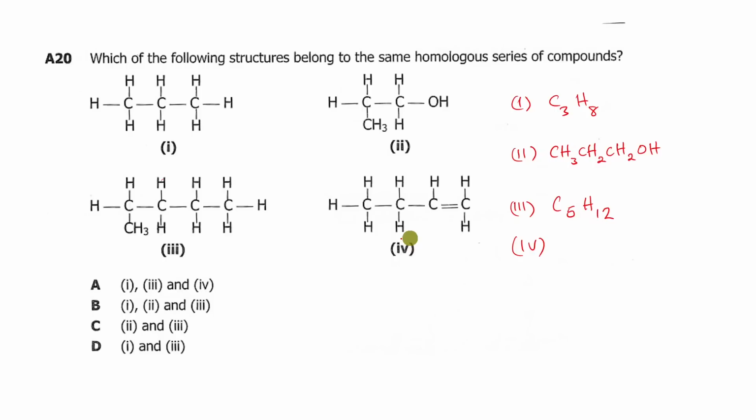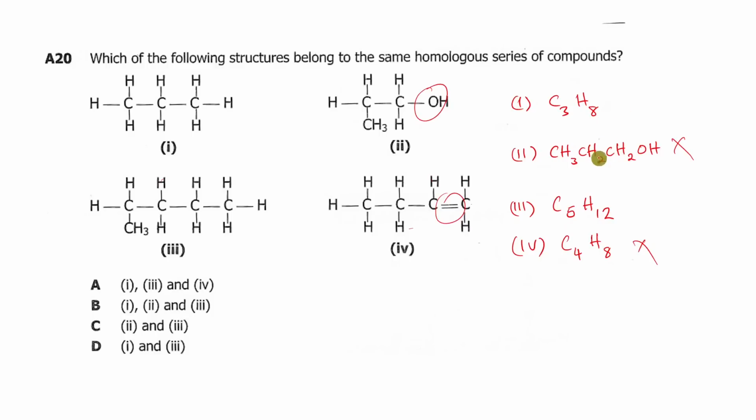Then this one has how many carbons? 1, 2, 3, 4. C4, then hydrogen 1, 2, 3, up to 8. H8. So now this one has a double bond. It doesn't belong to the same, so it is alone. This one has OH, it is also alone. But we have this one and this one.